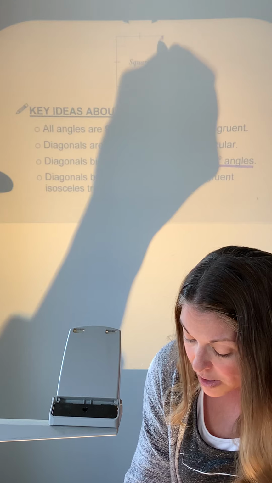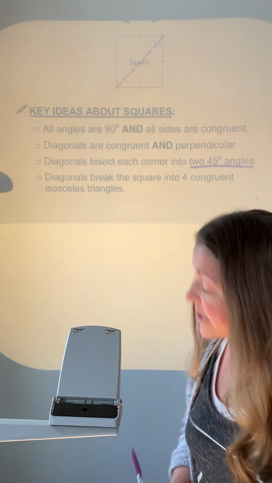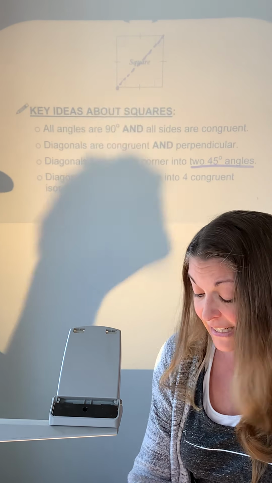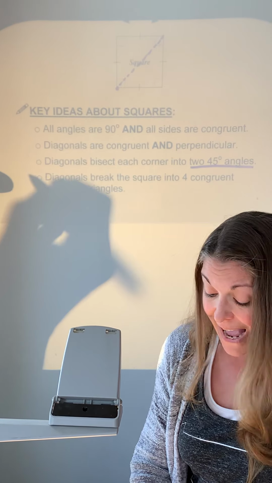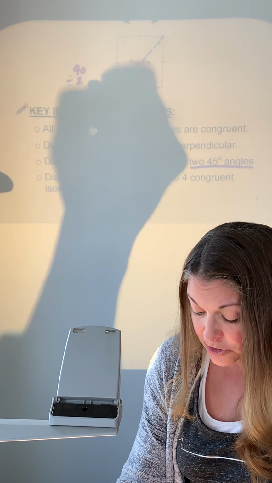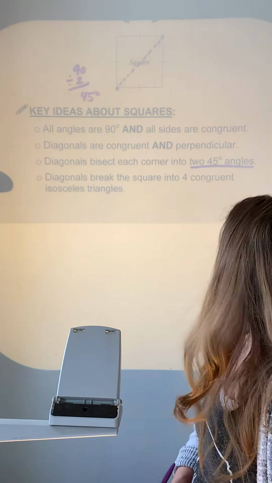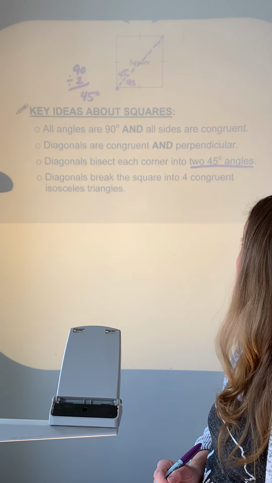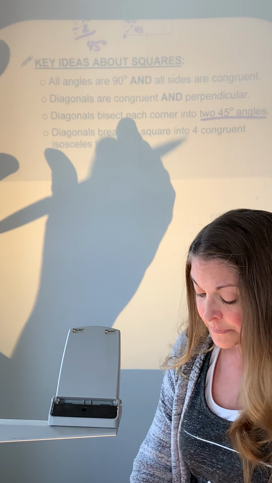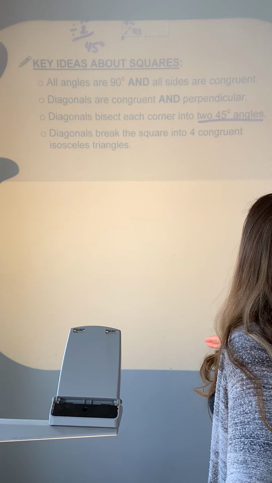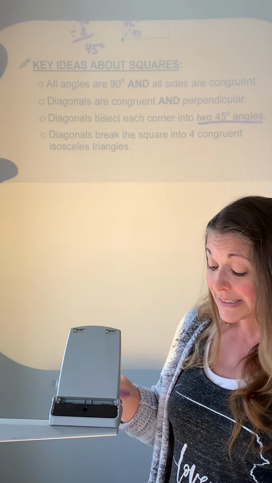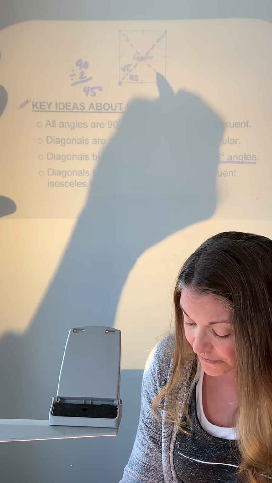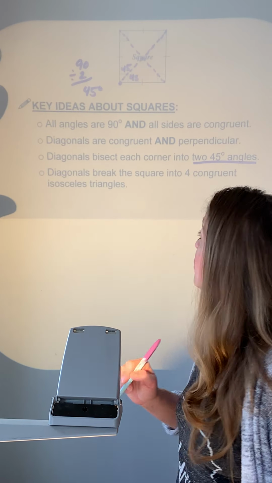If I just draw one diagonal in here, you can actually see it for yourself. That diagonal is going to come into this corner and cut it in half. Well, if that corner is 90 divided by 2, that just gives us 45 degrees. So on the top is 45 and on the bottom is 45. And then last but not least, the diagonals will break the square into 4 congruent isosceles triangles. Again, the perfect fusion, if you will, of the rectangle and the rhombus.